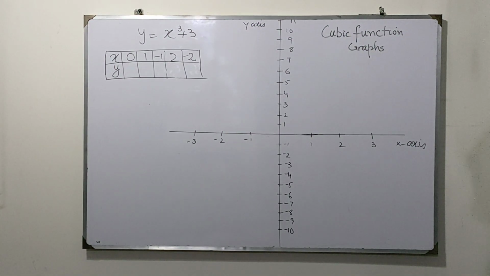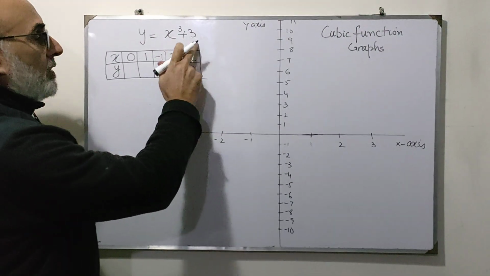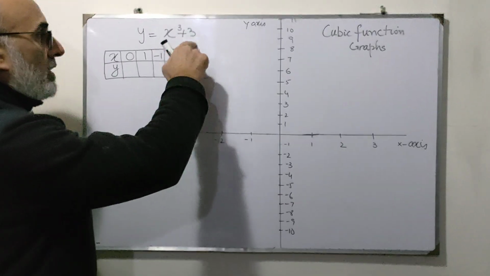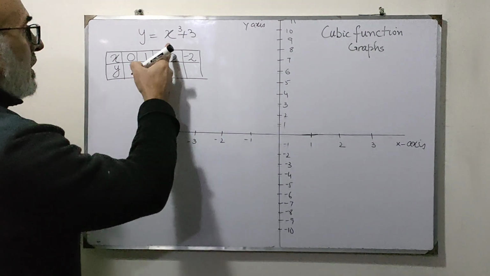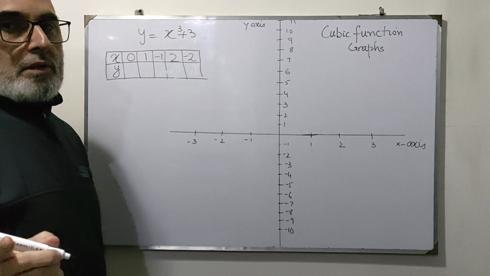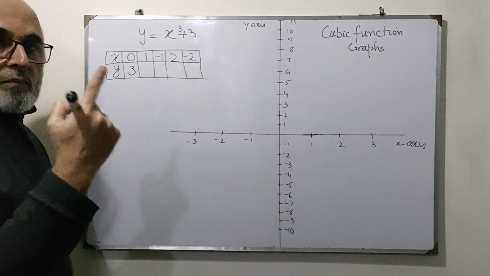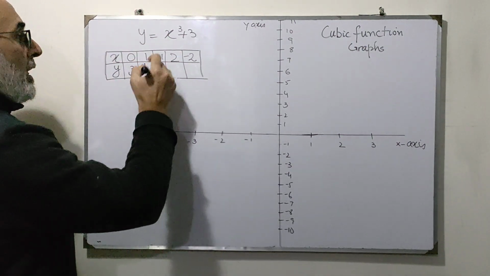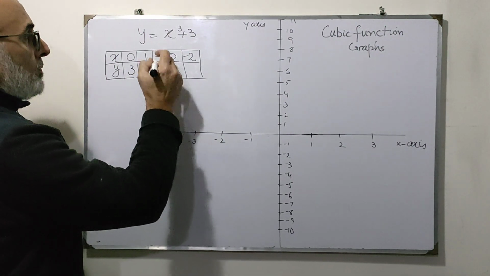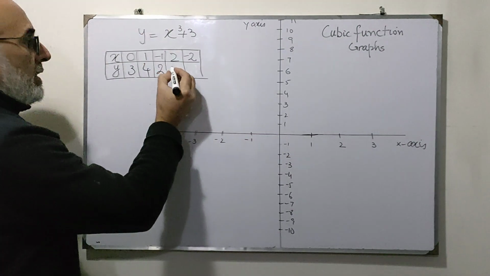Okay, the change made to this function is the addition of this positive 3. Now let's see what difference this change is going to make on our graph. Because of this change, when x is 0, y is not going to be 0 now. Plus 3, so it's 3. When x is 1, 1 plus 3 is 4. x is minus 1, minus 1 plus 3, 2. x is 2, 8 plus 3, it's 11.